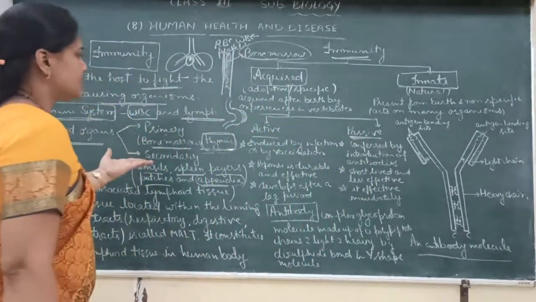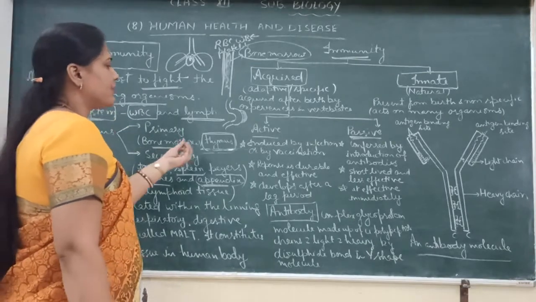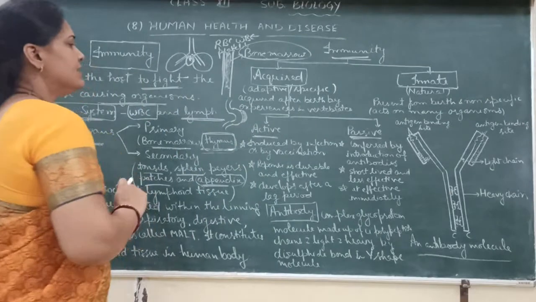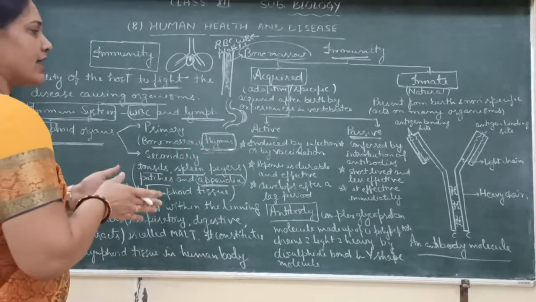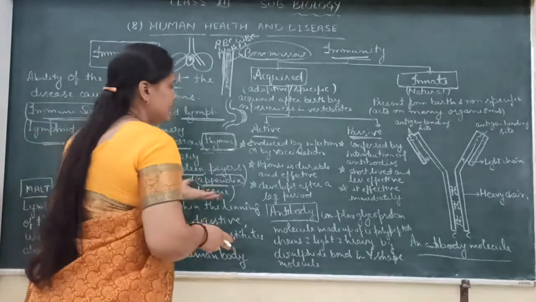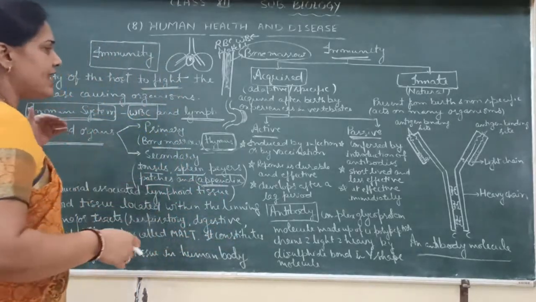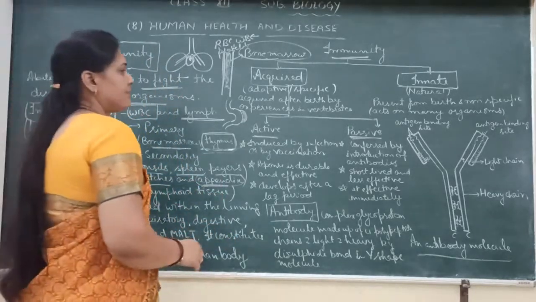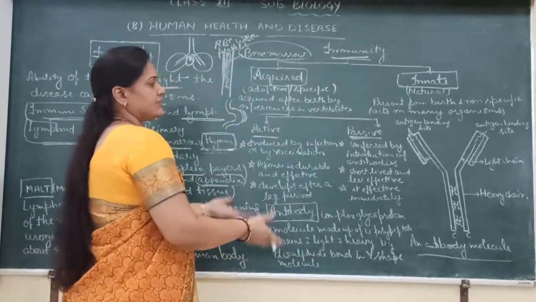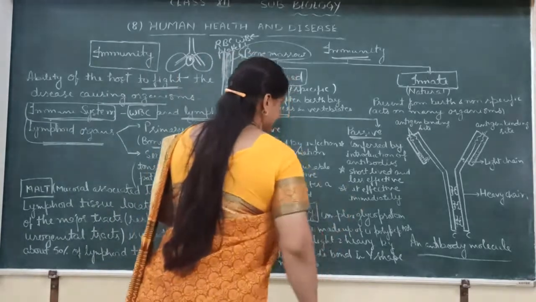And the second difference is that the response is durable and effective in case of active immunity, but in passive immunity the response is short-lived and less effective. In active immunity it develops after a lag period, but passive immunity is effective immediately, just after the tablet or the injections are given.